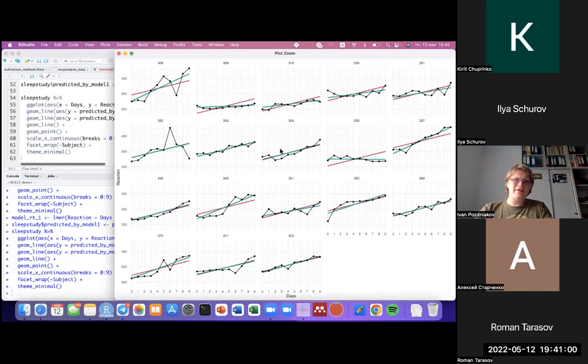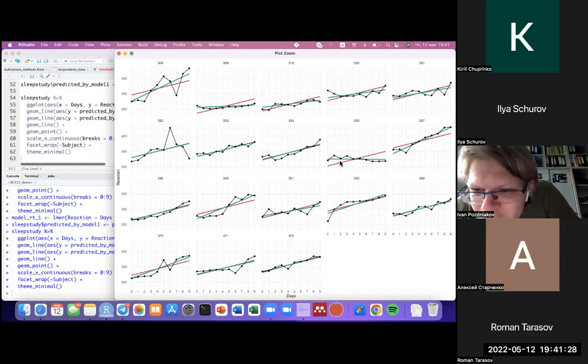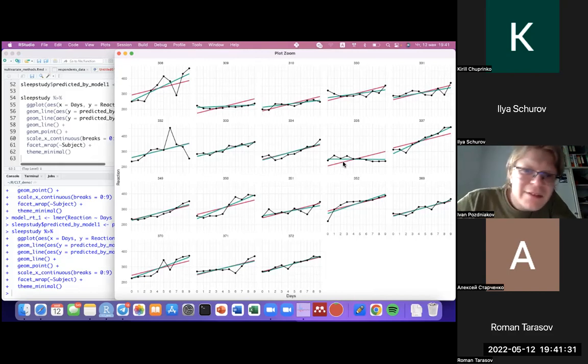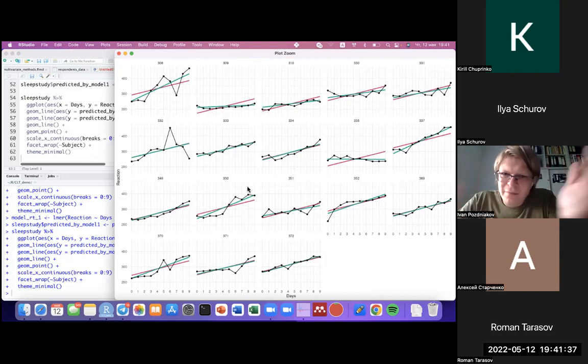Here we can see that this model is more complicated, so it is more flexible, so it adapts to these individual differences. For example, for the third subject, who has a dramatic increase in reaction time, the slope is higher. For this subject, the slope is even slightly negative, but for most subjects, it's close to the original, the average one. For someone it's faster, for someone it's slower.